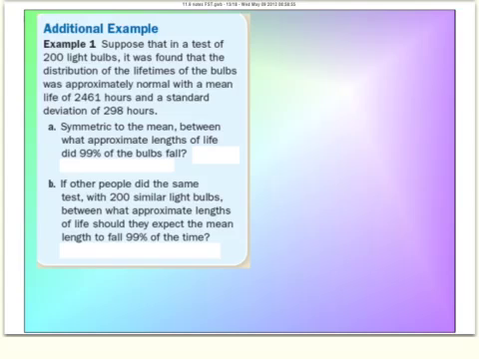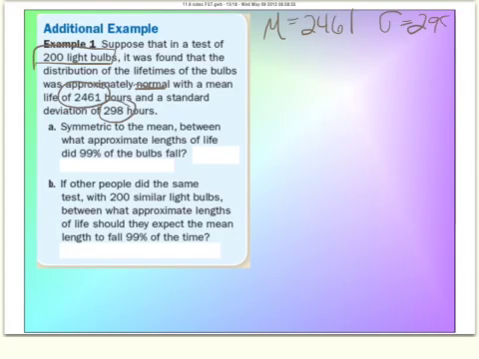Here's another one. Suppose that in a test of 200 light bulbs, it was found that the distribution of the lifetimes of the bulbs was approximately normal, which means we could do normal distribution. The mean was 2,461 hours. The standard deviation was this. So I'm just going to jot down the mean, and then the standard deviation was this.